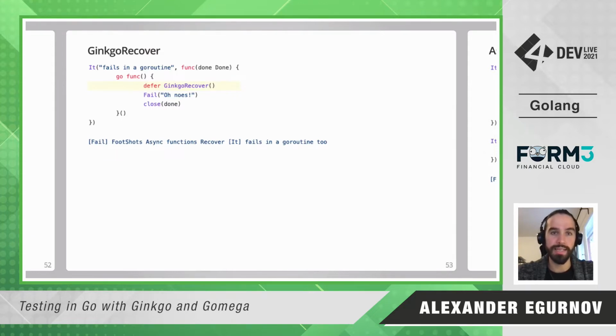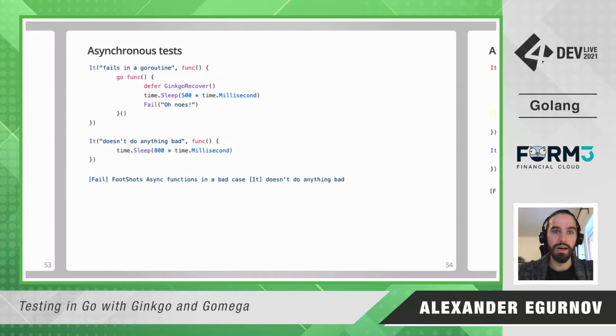So this way your tests actually catch the panic, can report on it, and go on. Asynchronous tests, as all asynchronous code, can bring quite a bit of problems. In this case, we do have Ginkgo recover, but the order of functions, the place where they fail, can be swapped.